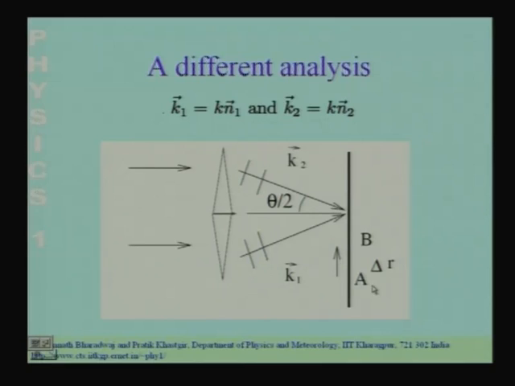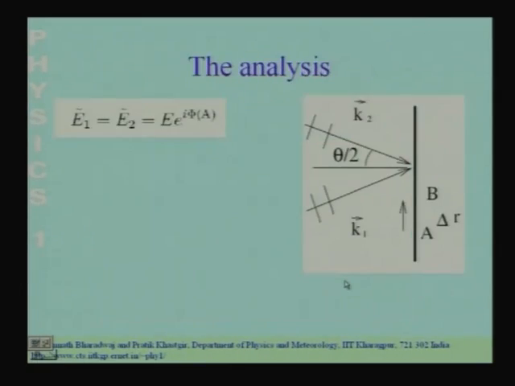Now, let us look at the screen and identify a point where both the waves come with the same phase. So, the point A is a point where both the waves have exactly the same phase. This shows you the same picture, and we have identified a point on the screen which we refer to as A, where both the waves, with wave vector k1 and k2, have the same phase.